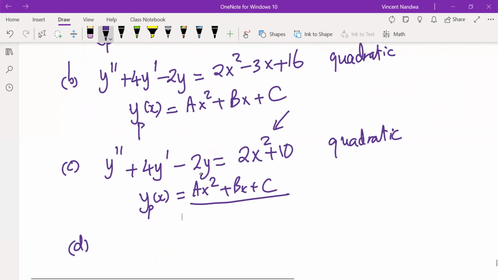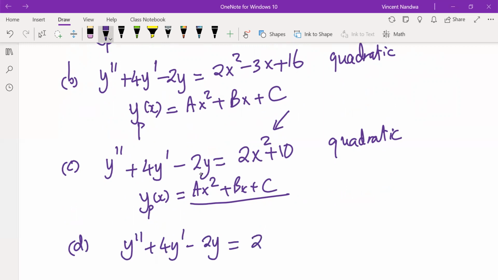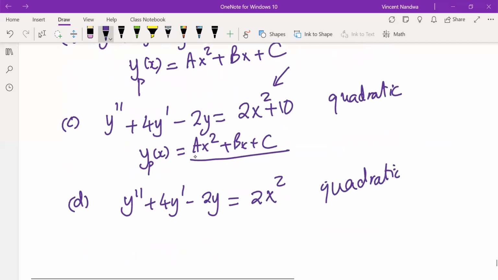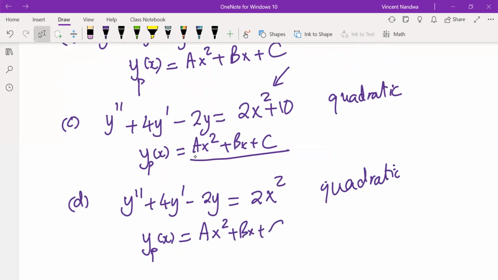Even if we have y double prime plus 4y prime minus 2y equals, say, 2x squared, then the g of x is quadratic. So the correct form of yp remains the same. The general structure of a quadratic is ax squared plus bx plus c. And then you solve for these constants, a, b, and c.